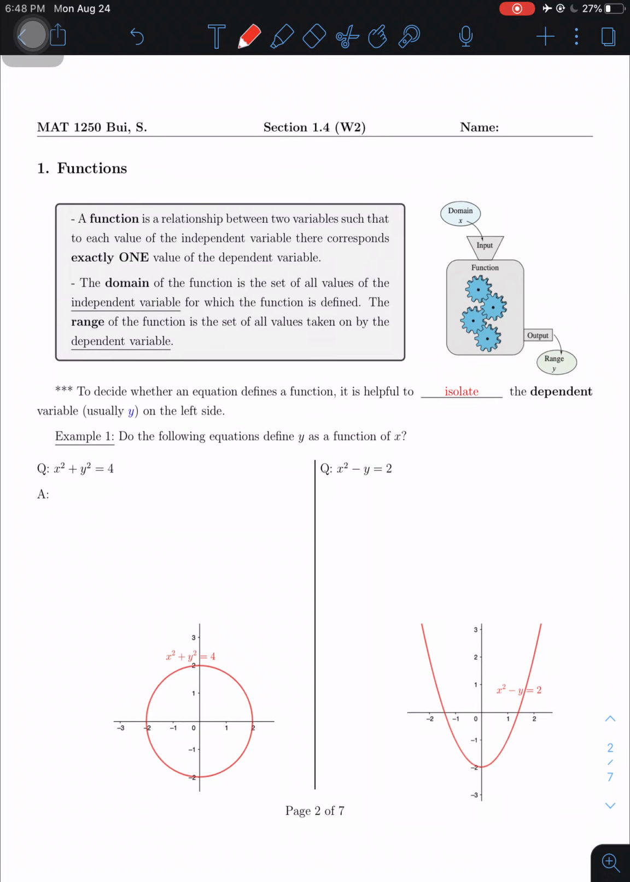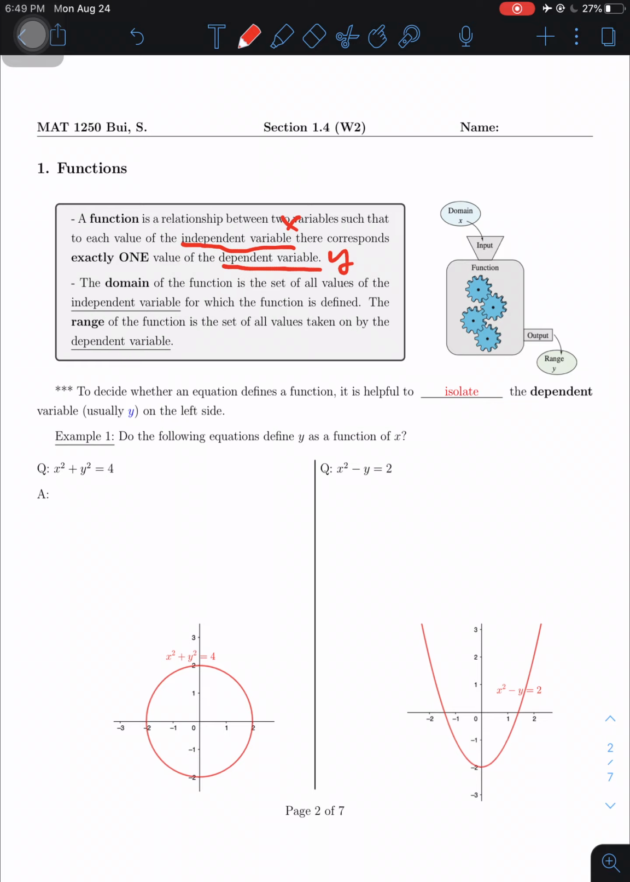Functions. Okay, a definition of function. What is a function? A function is the relationship between two variables such that to each value of the independent variable there corresponds exactly one value of the dependent variable. So this one is what we have already talked about on the last page. The independent variable in here is the input, which is x, and the dependent variable in here is the output, which is y.